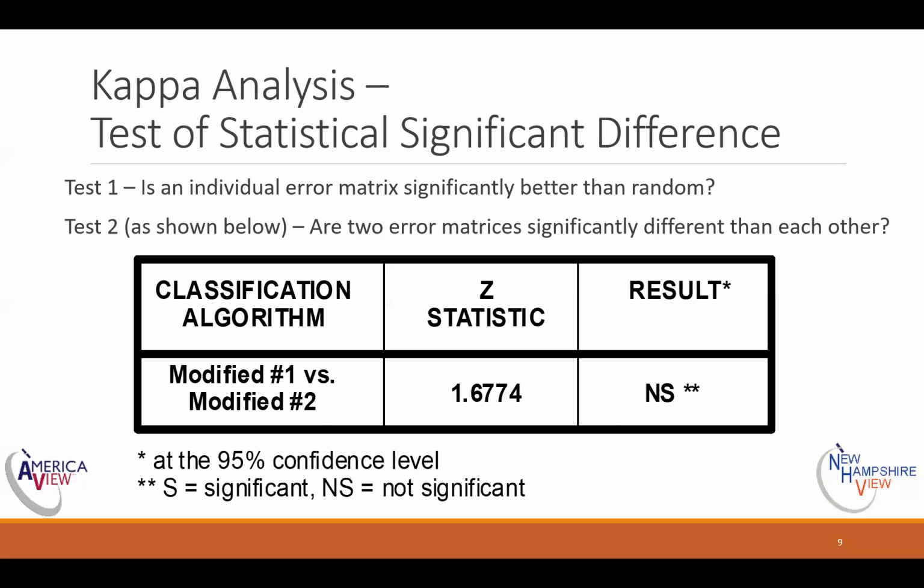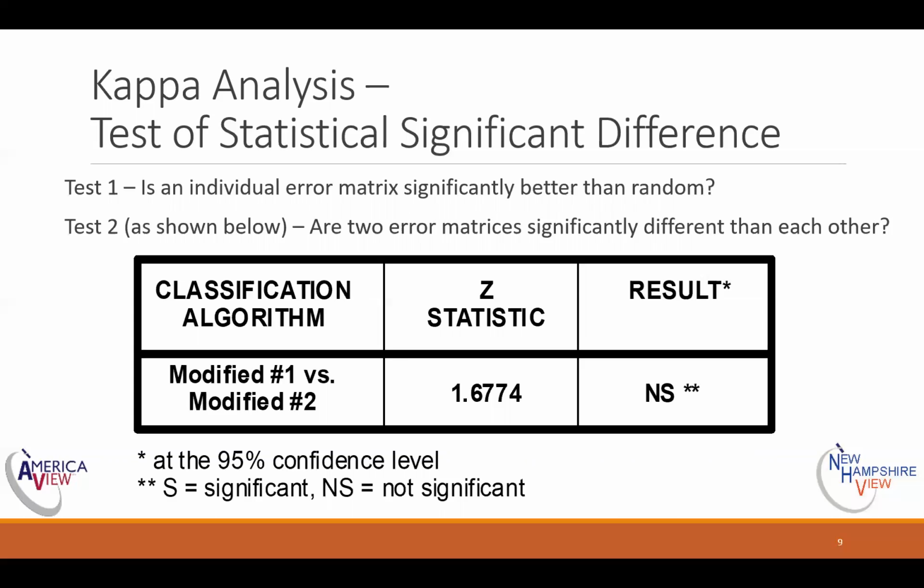Okay. What about Kappa? Well, what Kappa allows us to do is to test two things. One, you can test if a single matrix is better than random. That's always a nice thing to know. In other words, did I have some intelligence in my ability to make this map, or could I just have flipped a coin and labeled everything and done just as well? And if you ever get that situation, you need to go back and take another remote sensing course. That's test number 1. But test number 2 is the one I'm showing here, and that's testing if two matrices are significantly different from each other.